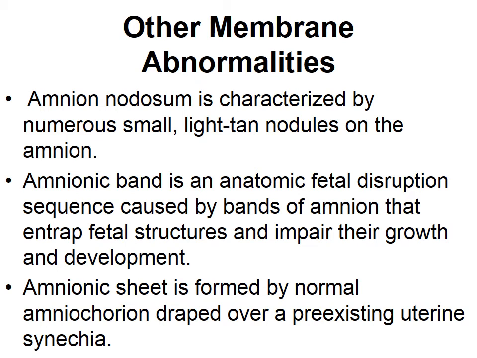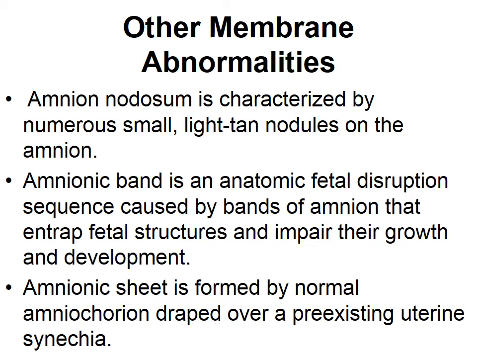Other membrane abnormalities. Amnion nodosum. The condition of amnion nodosum is characterized by numerous small, light tan nodules on the amnion overlying the chorionic plate. Those may be scraped off the fetal surface and contain deposits of fetal squames and fibrin that reflect prolonged and severe oligohydramnios.